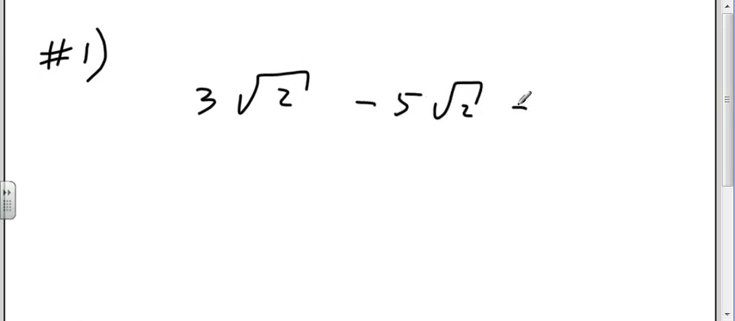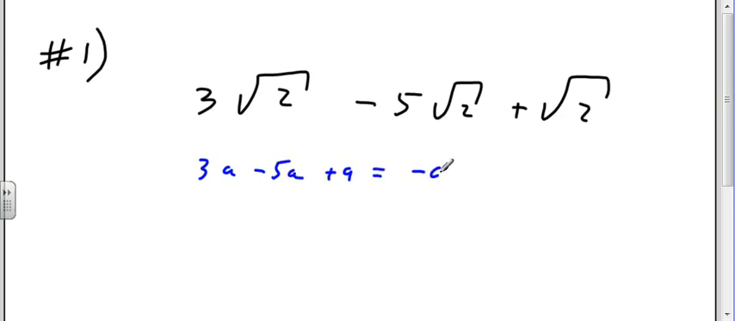So looking at number 1, 3 the square root of 2 minus 5 the square root of 2 plus the square root of 2. I'm looking at that and saying, well, this is the same as 3a minus 5a plus a, which is going to be minus a. So this is just going to be minus the square root of 2. I got 3 of them, minus 5 of them gives me minus 2 of them, plus 1 gives me minus 1 of them. So there's no difference between that and this, conceptually, when I'm thinking about it.